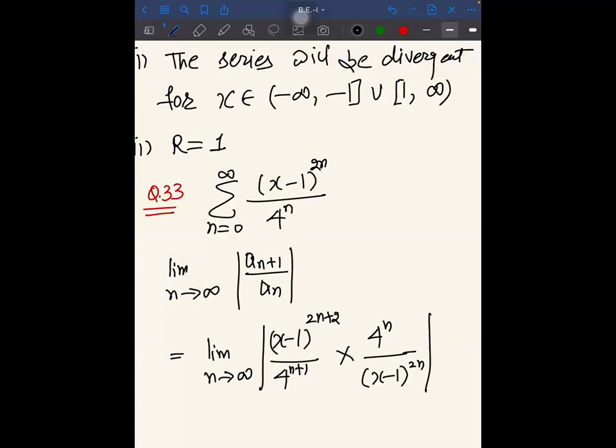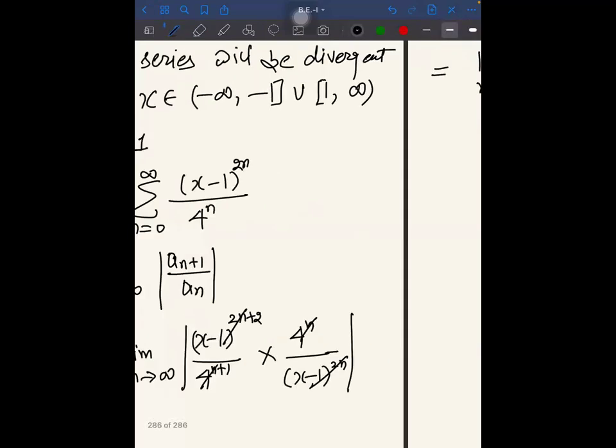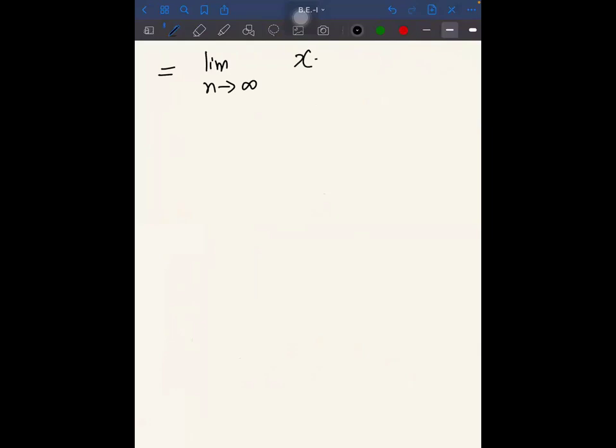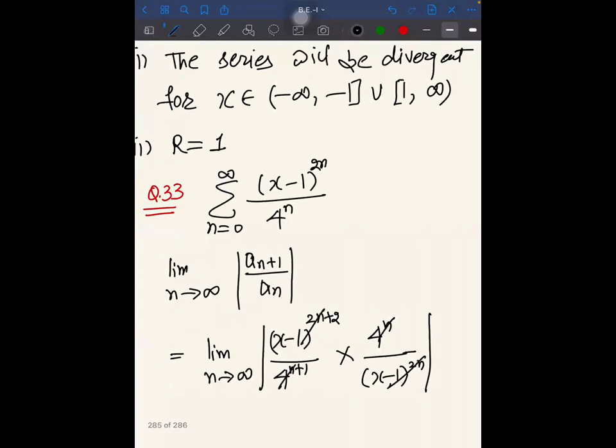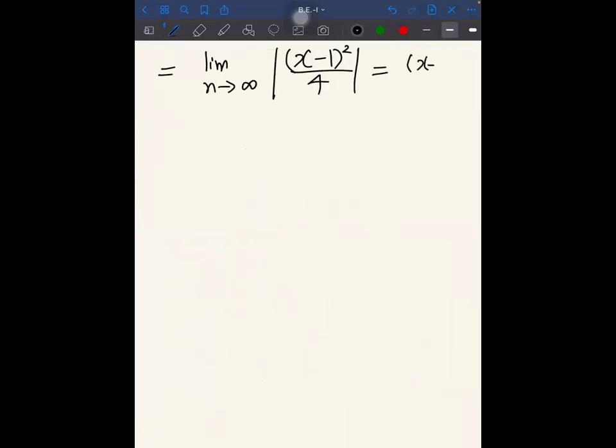Okay, sir. So the 4 raised to n and that 2n is also gone. Okay, so we are only left with limit n tends to infinity of x minus 1 whole square upon 4, right? That's what we have. We don't have any term of n now, right? So this will simply become x minus 1 whole square by 4. We don't need even the mod over here because we are already left with the square term.